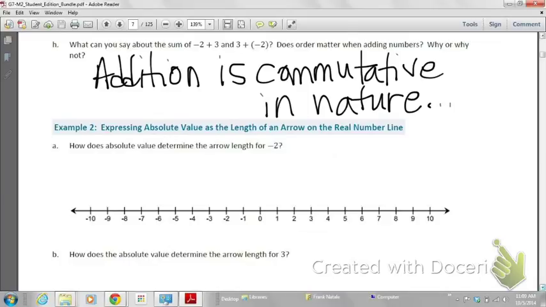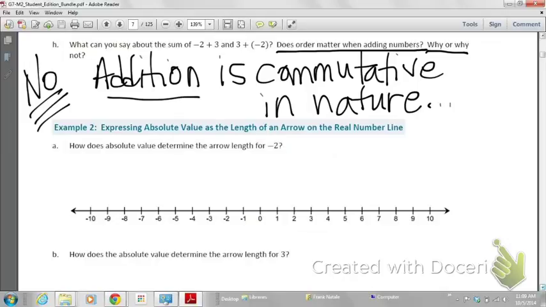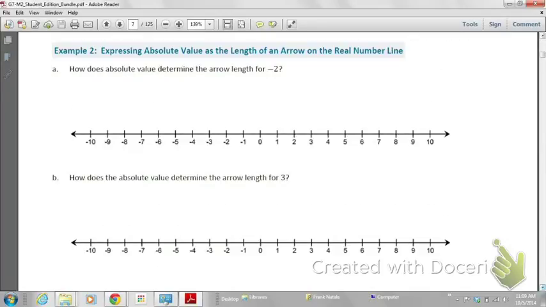All right, so if I hadn't answered this question yet, I think I did, but anyway: does order matter when adding numbers? And that answer is no. That's because addition is commutative in nature. All right, let's go through. We have example 2 here now.